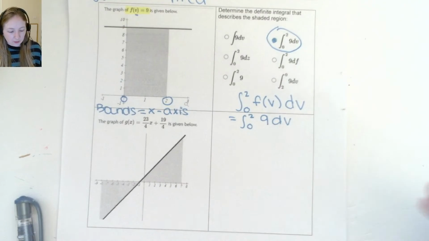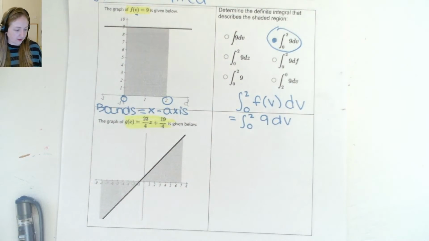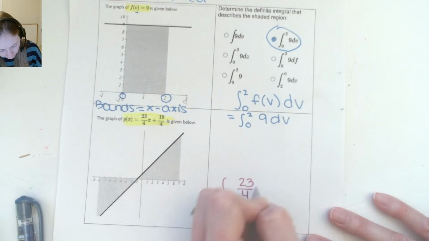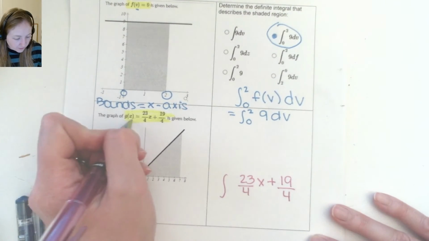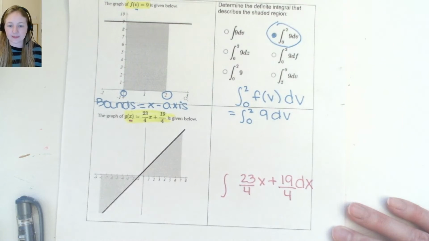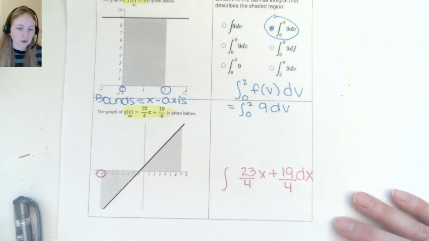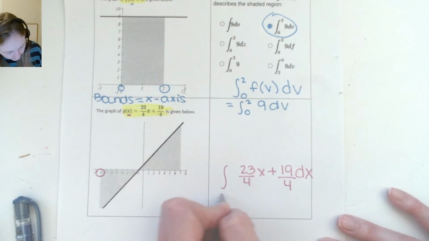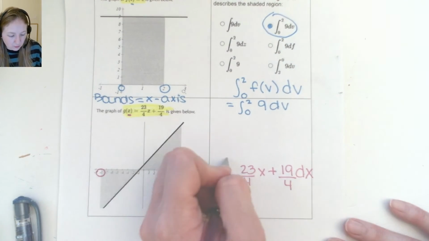So if you look at this next one, again, what you're going to do is you're going to start with this function inside of the integrand. So you will have the integral of 23 over 4x plus 19 over 4. You'll notice here that the variable of integration is x, so that's going to be a dx. And then we need our bounds, and our bounds are going to come from the smaller x value, which is -8 here, and then the largest x value, which is 7.